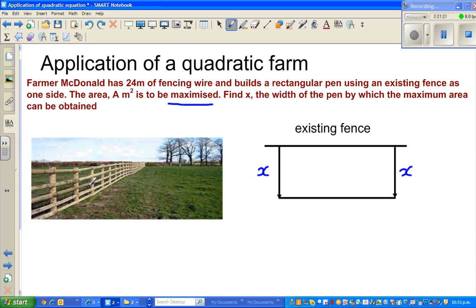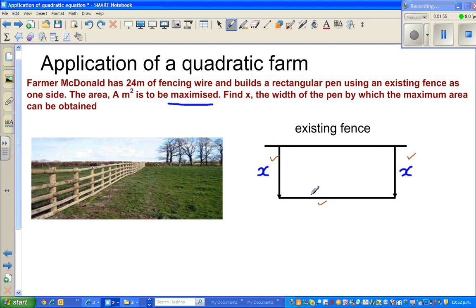Here I have copied and pasted from Google a picture of a farm with a fence. Imagine this is Farmer McDonald's farm and this is an already prepared fence, and he wants to make a pen somewhere here. This fence is the existing fence, and he has only 24 meters of fencing wire, so he is not going to use the fencing wire here. He is going to use the wire along here, here, and here. So these are three places that he's going to use the wire.